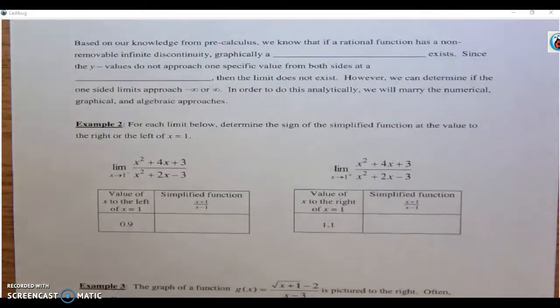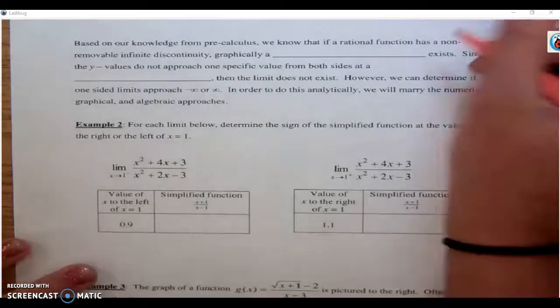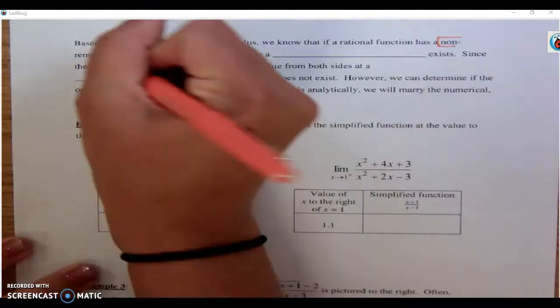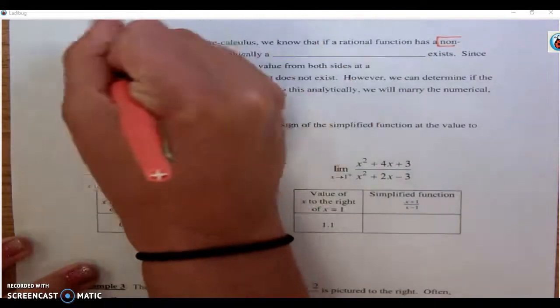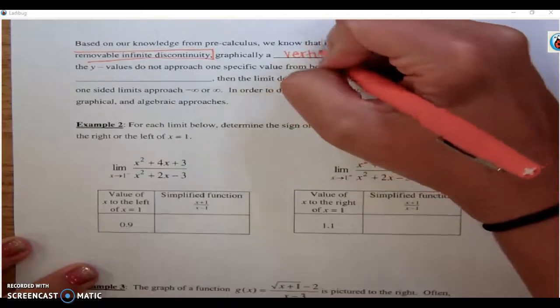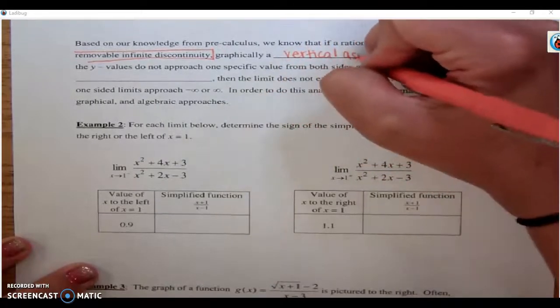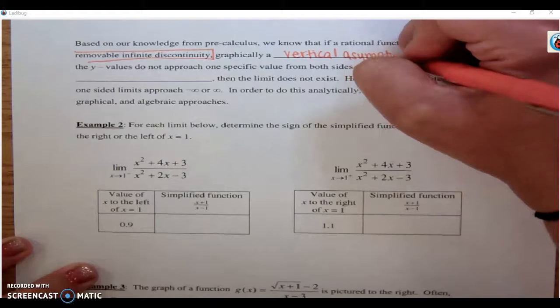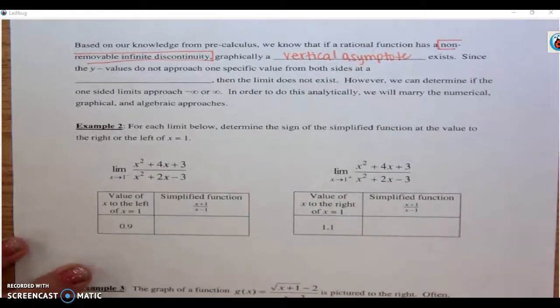Okay, so we talked about holes, which we'll call the removable discontinuities. So now we're going to focus on what happens at those vertical asymptotes from that graph that we previously looked at. So this says, based on your knowledge from pre-calculus, we know that if a rational function has a non-removable infinite discontinuity, graphically that's going to be talking about the vertical asymptote. So a vertical asymptote exists.